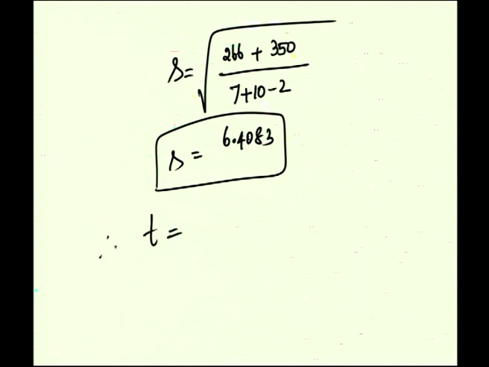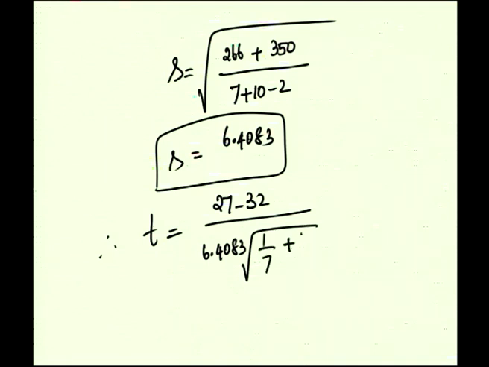Substitute in T. Therefore, T is equal to x1 bar, x1 bar is 27, minus 32, divided by 6.4083 into root of 1 by 7 plus 1 by 10. And this value happens to be minus 1.5832. Therefore, calculated T is minus 1.5832.